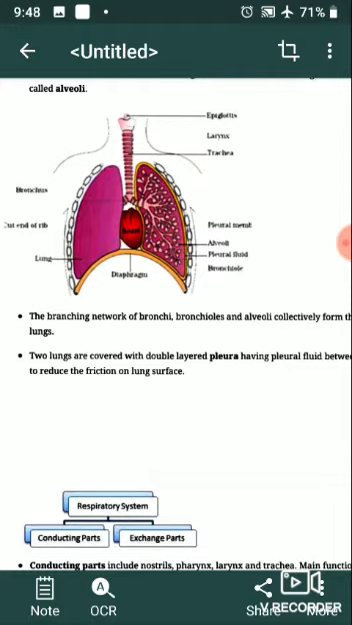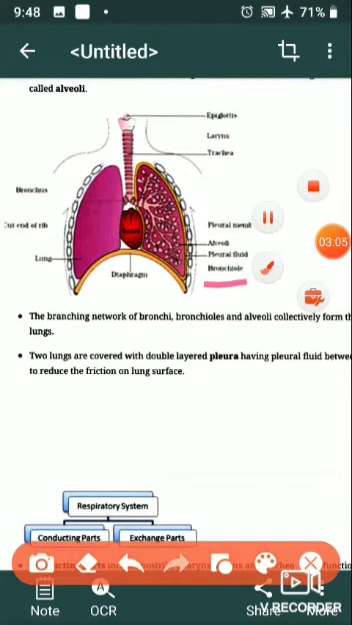Bronchiole means a minute thin walled branch of a bronchus. It is called bronchioles. Pleural fluid, alveoli.